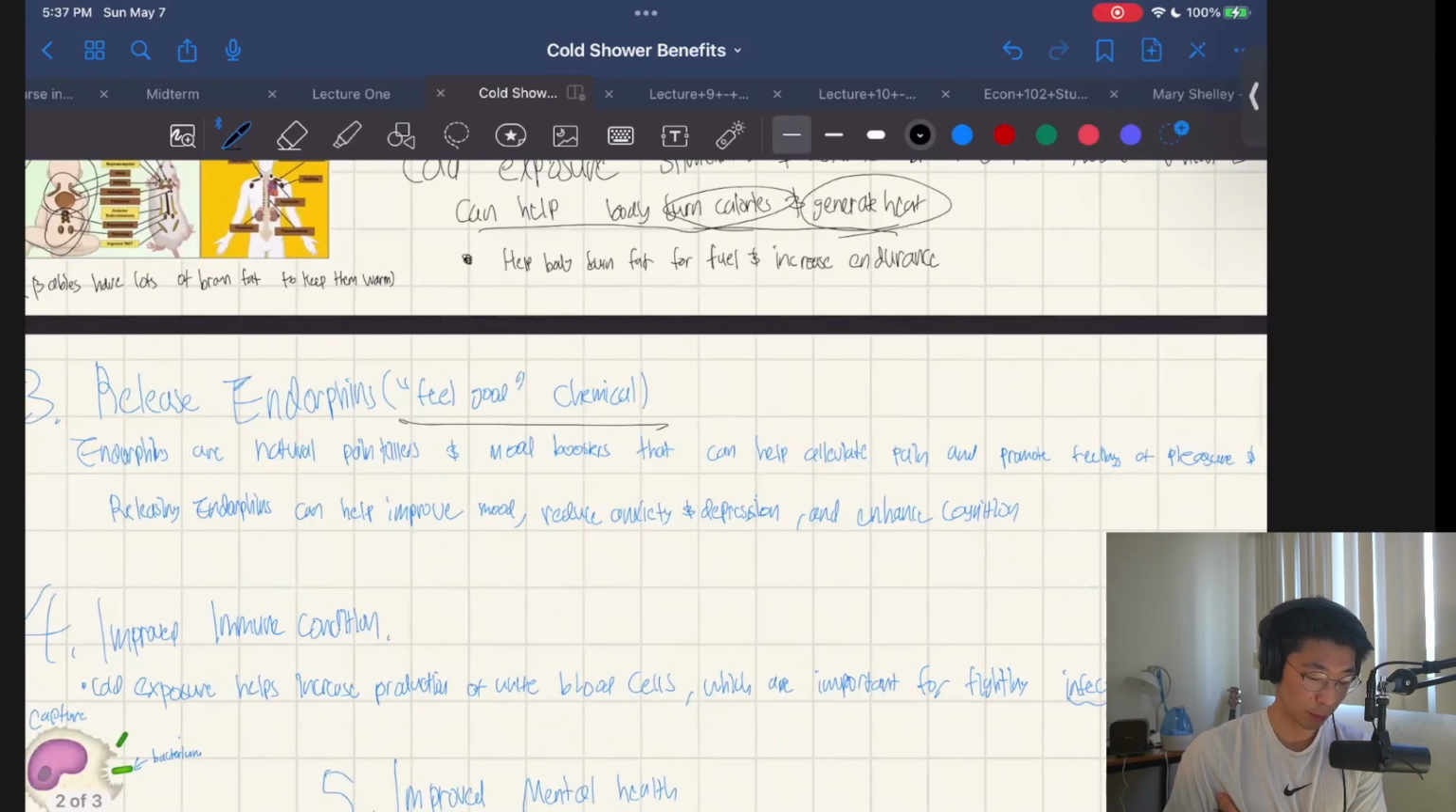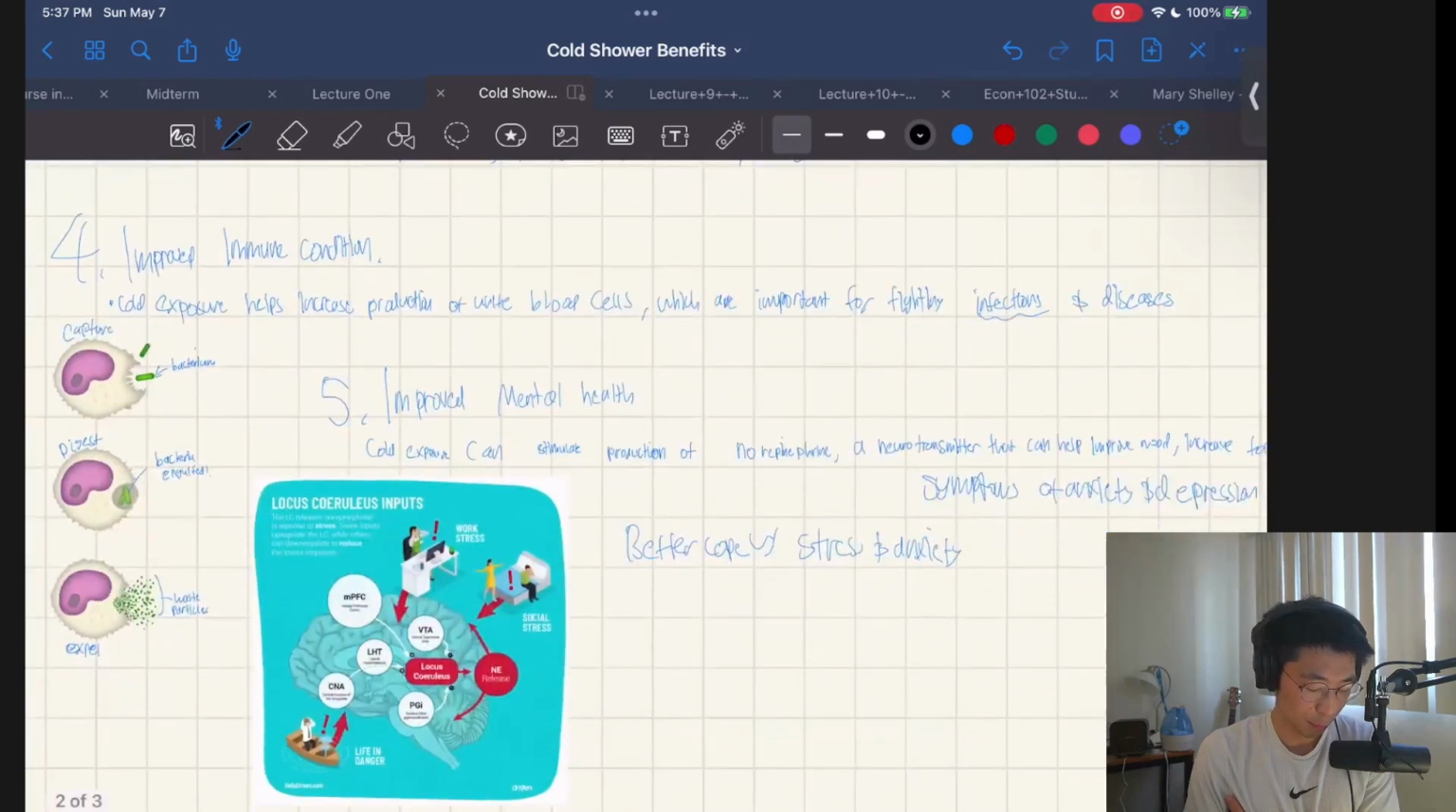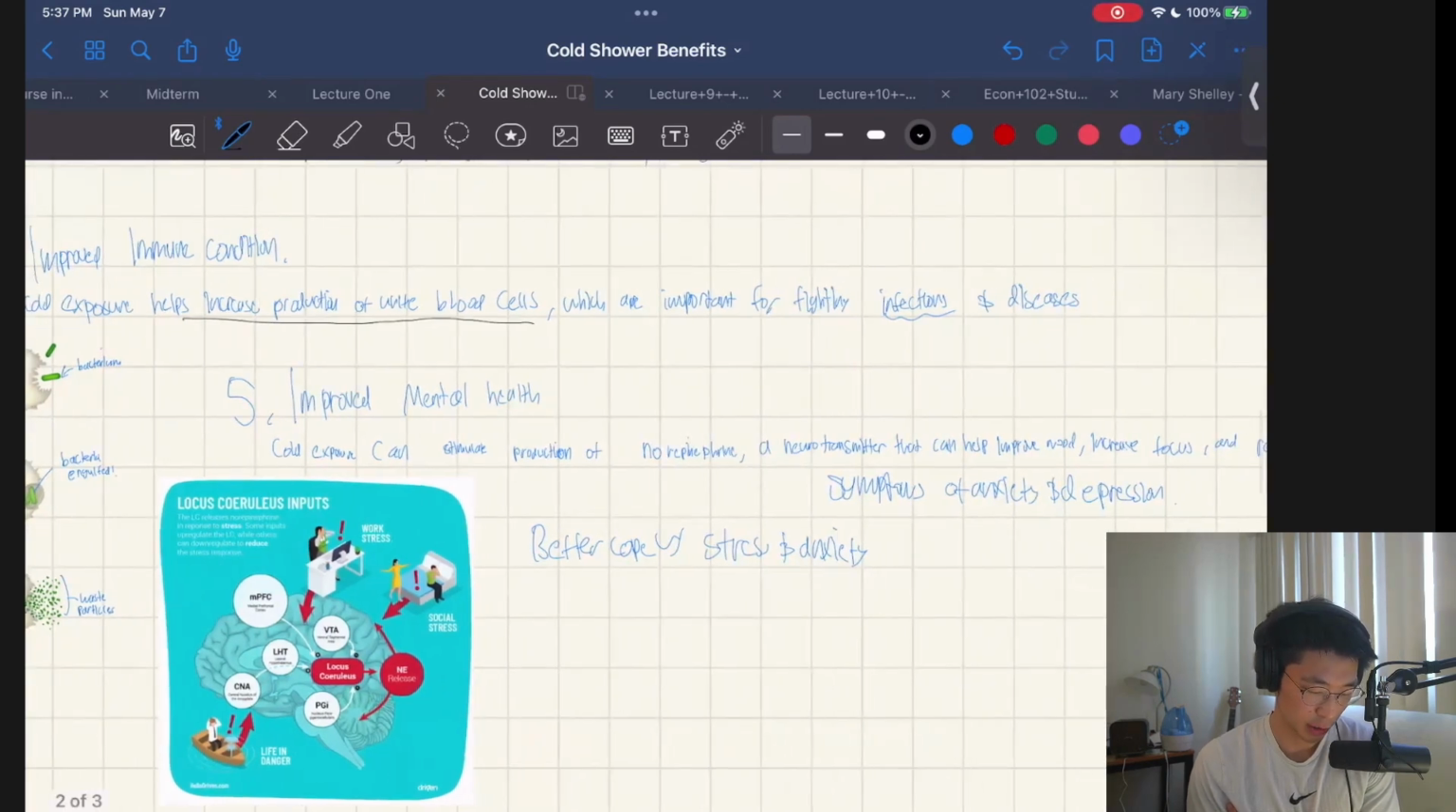Releasing endorphins can help improve your mood, reduce anxiety and depression, and improve your cognitive ability. And then improved immune condition. Cold exposure helps increase production of white blood cells, which are important for fighting infections and diseases.